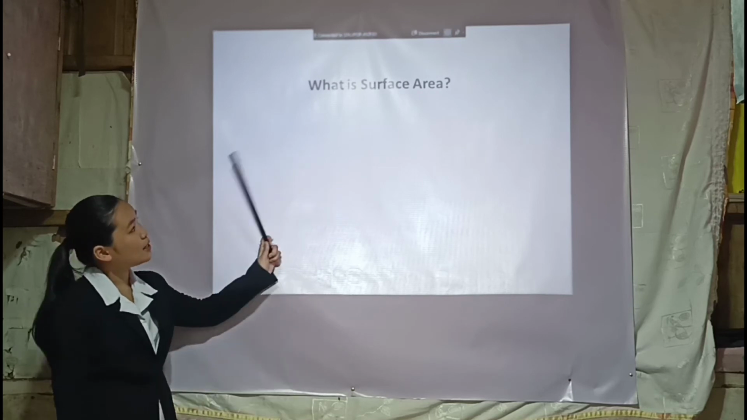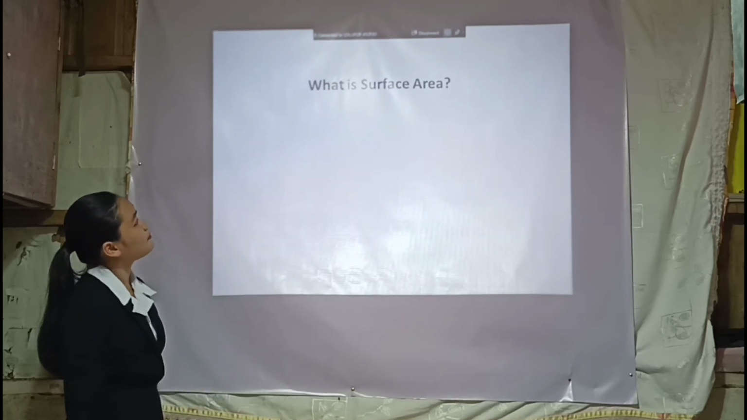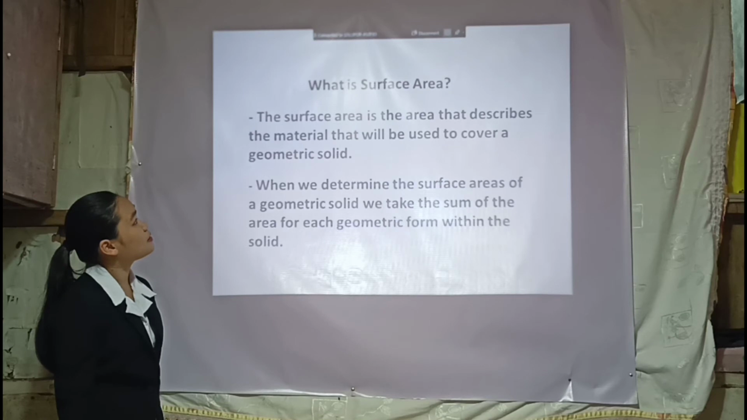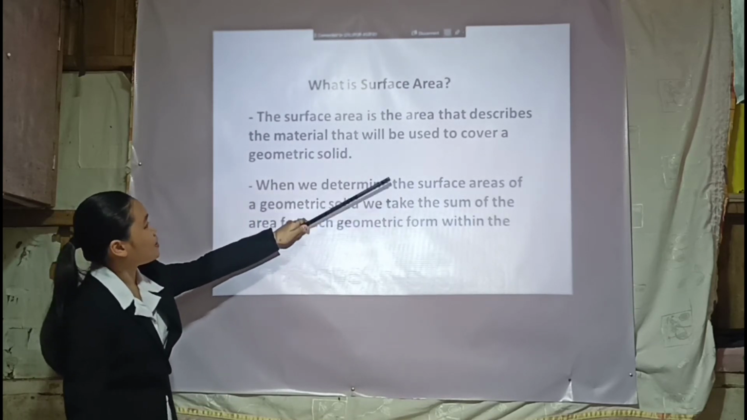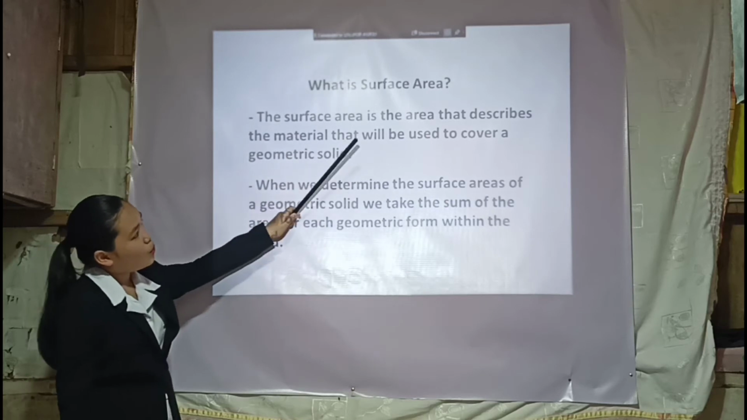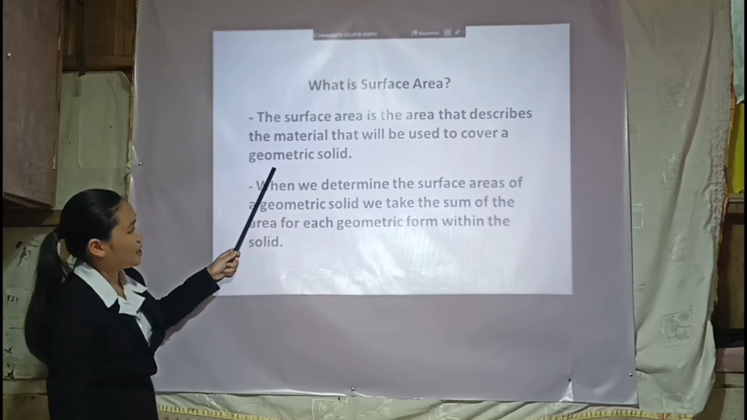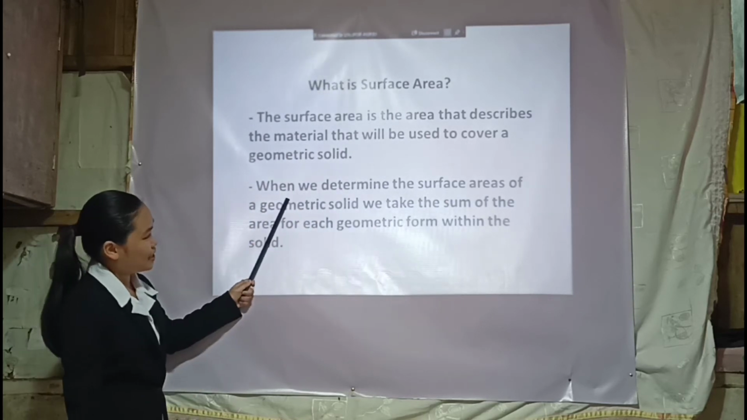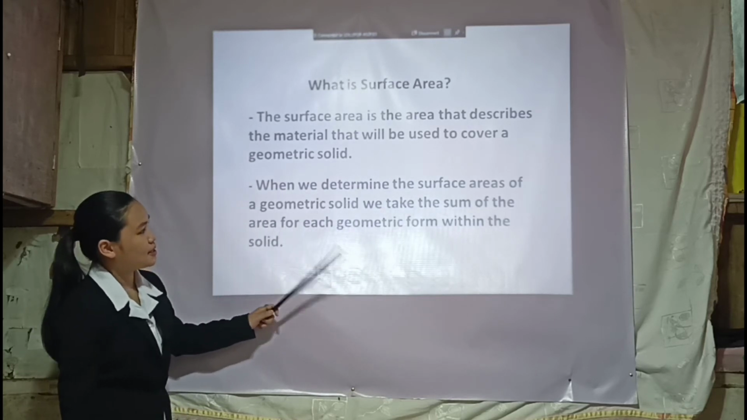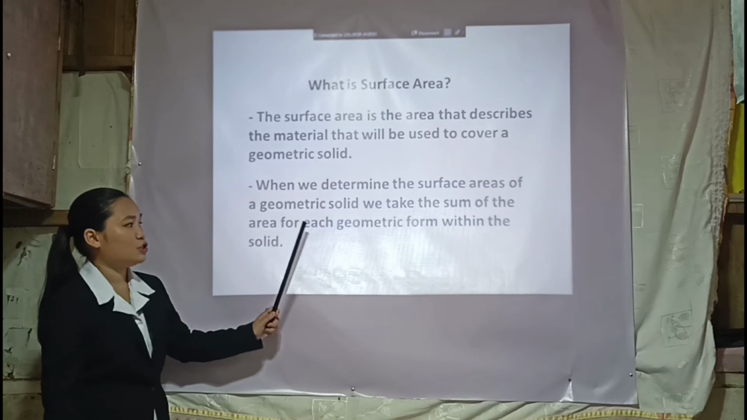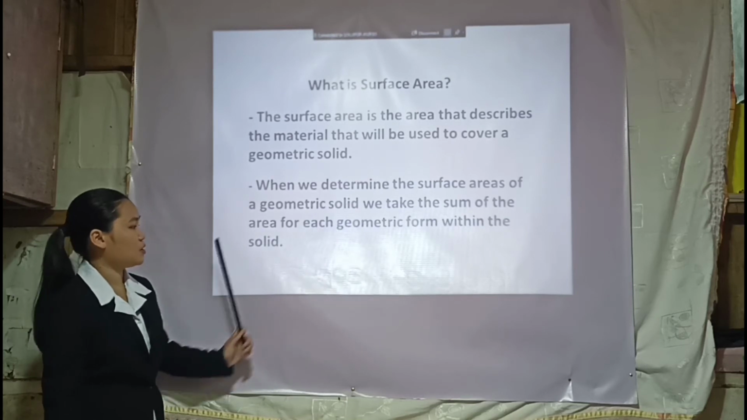By the way, what is surface area? The surface area is the area that describes the material that will be used to cover a geometric solid. When we determine the surface area of a geometric solid, we take the sum of the areas of each geometric form within the solid.